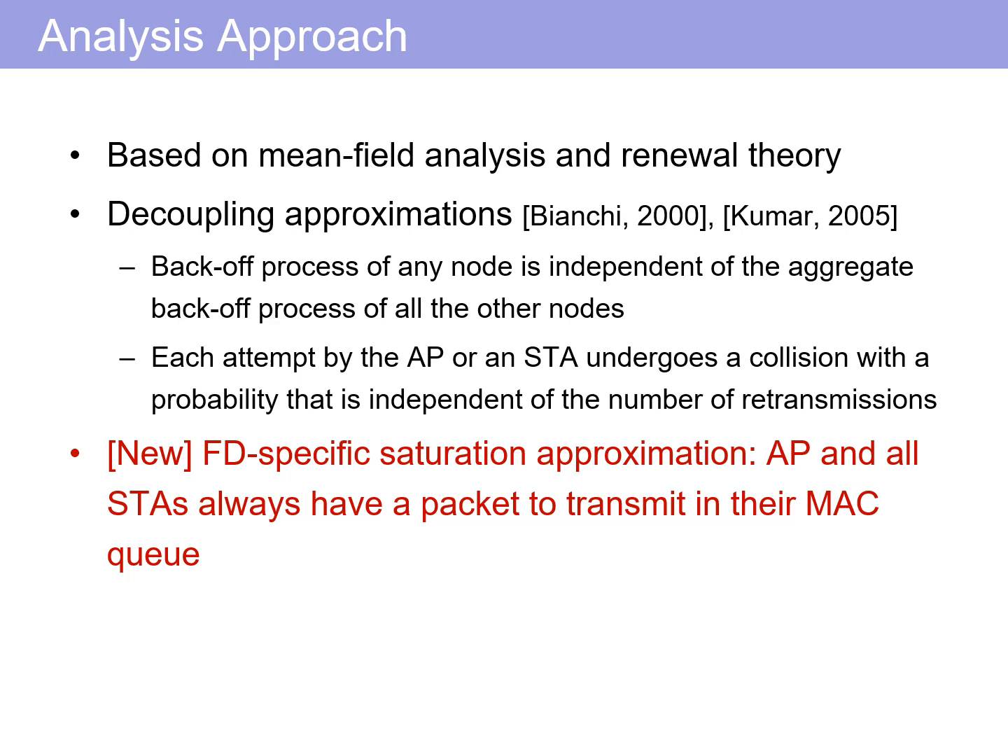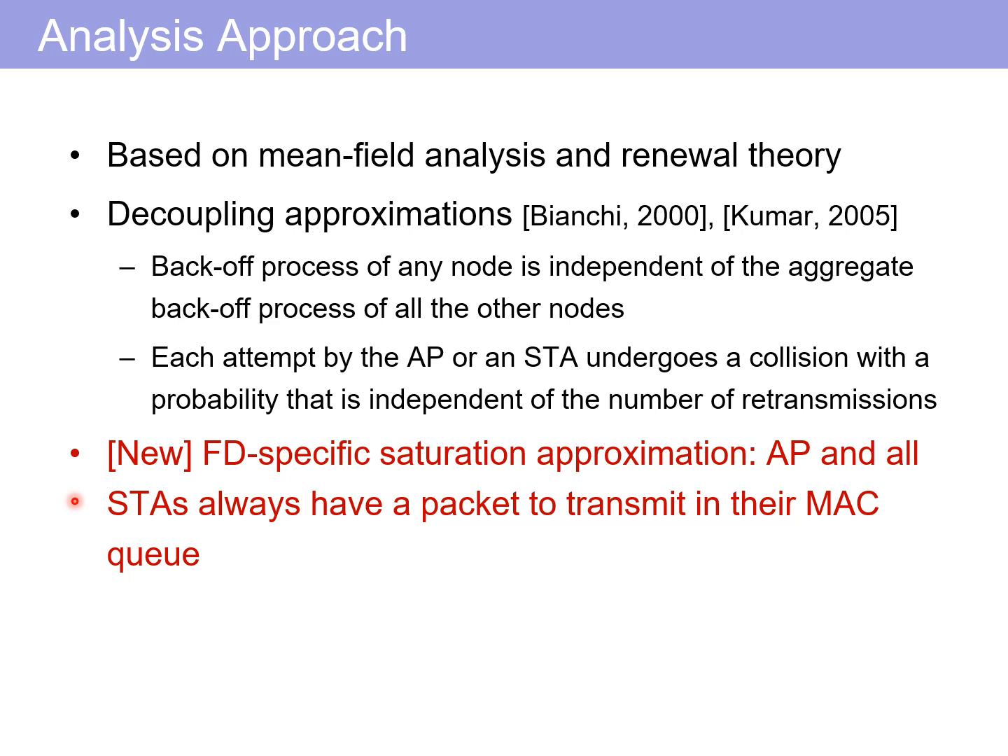The first decoupling approximation states that the backoff process of any node is independent of the aggregate backoff processes of all the other nodes. The second one states that each attempt by the AP or an STA undergoes a collision with a probability that is independent of the number of retransmissions or the number of collisions experienced so far. We also introduce a new FD-specific saturation approximation that states that the AP and all STAs always have a packet to transmit in their MAC queue.